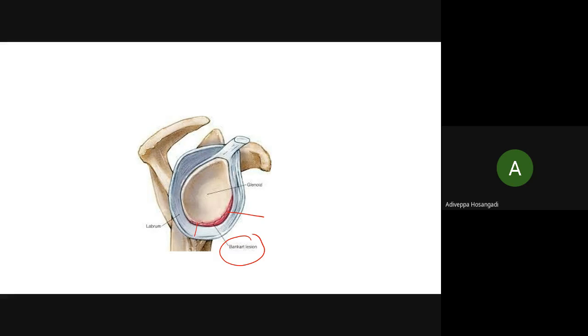There's one more important thing you please remember. These are labeled very well, isn't it? This is the glenoid and this is the labrum. One part is avulsed. It is like, what to say, there is a cuff.